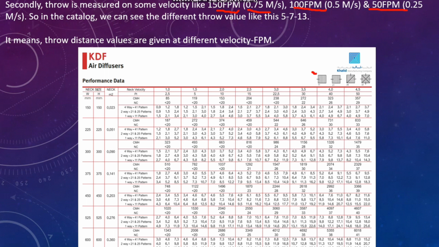Like you see here, this is a single throw pattern, this is a 2-side double throw pattern, this is a 4-side throw pattern, and here they have given a 4-way pattern, 2-way pattern and single way pattern. And for the throw distance, you can see they have given 3 values. These 3 values are based on different terminal velocities, like I mentioned here. So we need to know at what terminal velocity I need to select the diffuser. Before knowing this, you need to know one important technical point.